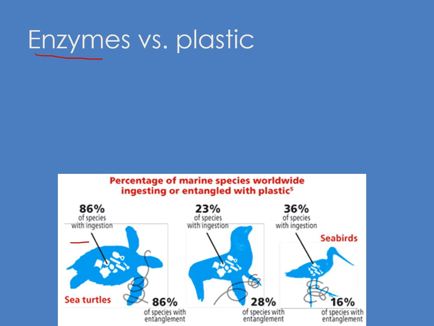So sea turtles, 86% of species have ingested, that means individuals that get caught in nets or that get intentionally caught or are identified by scientists. 86% of them have some type of plastic in them that they have eaten. 86% of the species.